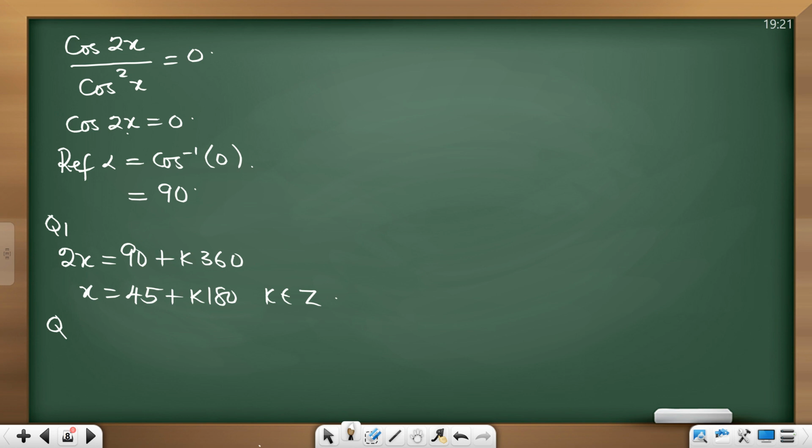Where are we now? Q4. All right. What do we have? 2x equals 360 minus 90, which gives us 270, plus k times 360. Can we divide by that? What are we going to have? 135 plus k times 180. Do we have that solution?